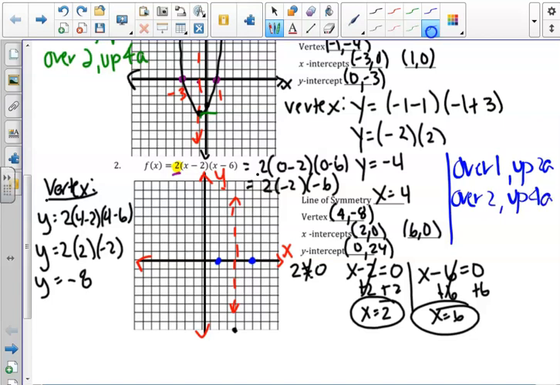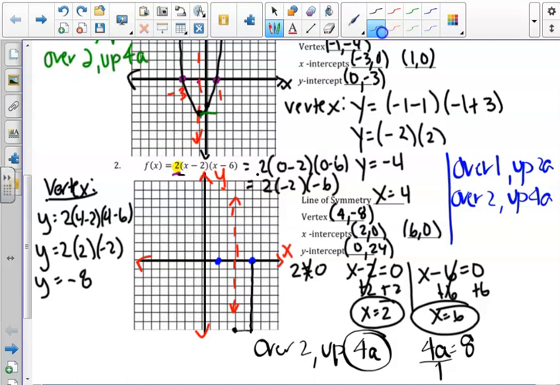So what I'm going to do is count over from my vertex how many it would take for me to get to the x value of my next x-intercept. So I went over 2. That means I have to go up 4 times a. So to find the a value, which is this value in front, I'm going to have to count up from here, and I get 1, 2, 3, 4, 5, 6, 7, 8 coordinate units. So that means 4a is equal to 8. Divide that by 4, and a is 2. That is why there is a 2 written in front.